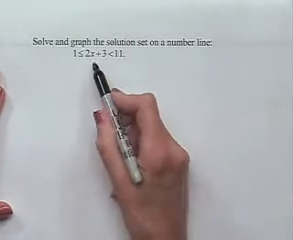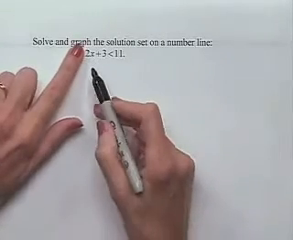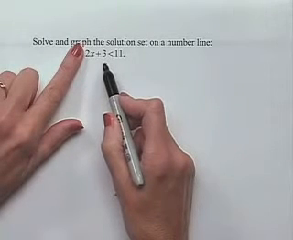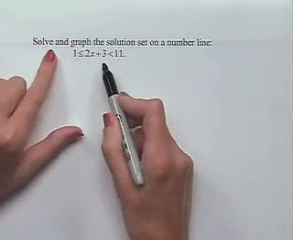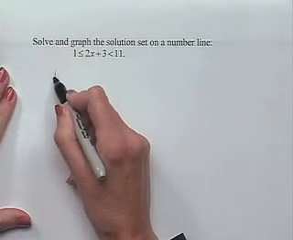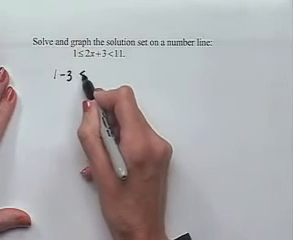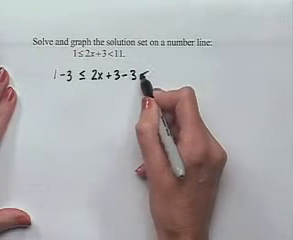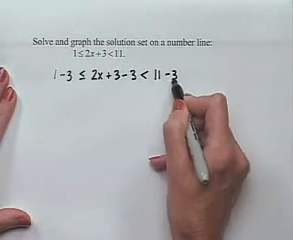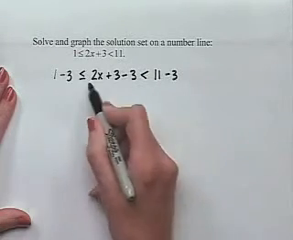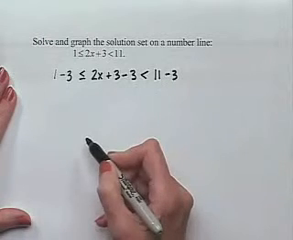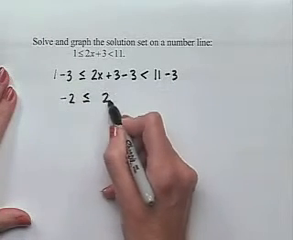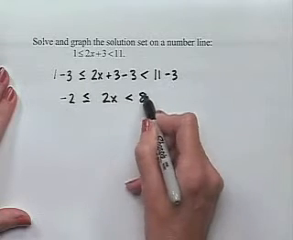If we're going to solve for x, think about what you would do if you didn't have the section to the left. Because we're adding 3, we could begin by subtracting 3 from that section. Therefore, we're going to have 1 minus 3 less than or equal to 2x plus 3 minus 3 less than 11 minus 3. Notice that we subtract 3 from all 3 parts. Now let's simplify. Negative 2 is less than or equal to 2x is less than 8.